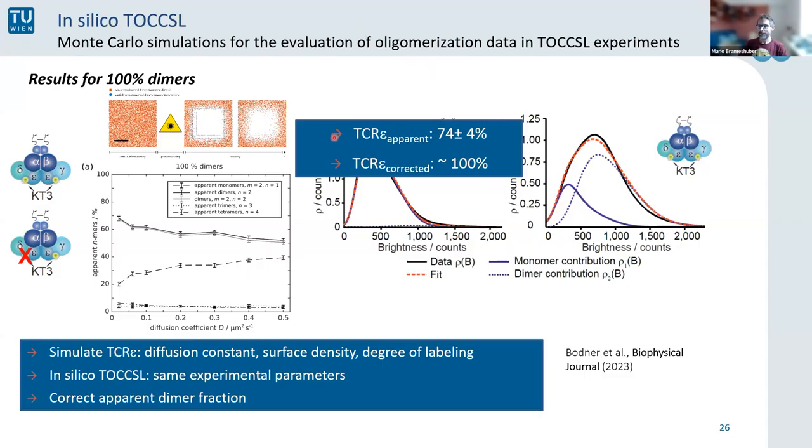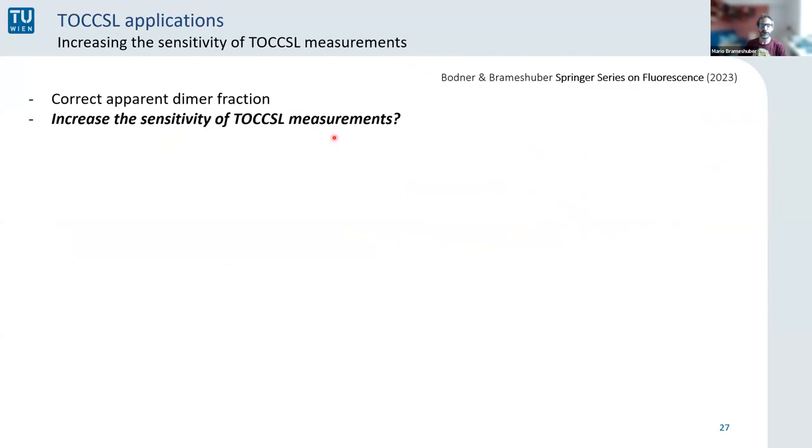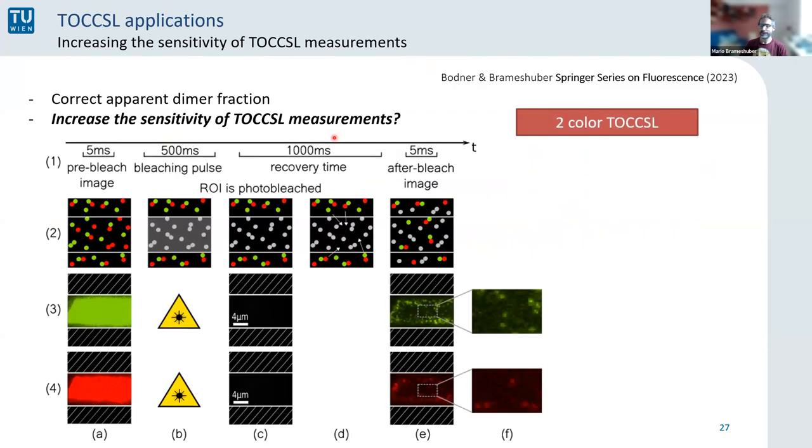But still, I would like to go back to the brightness analysis part from before. So we know we can correct for the apparent dimer fraction, but the question is, can we also increase the sensitivity a bit of this experiment? And the answer is yes.